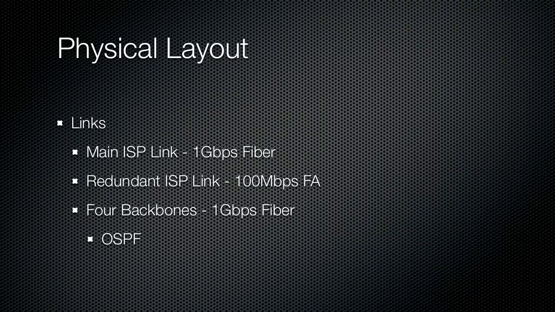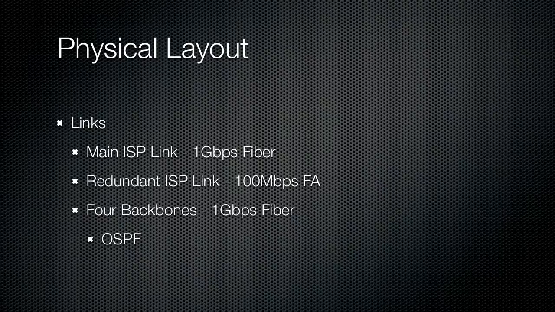For the physical layout, there are both WAN and LAN links that exist in the INT building. The main ISP link, which connects to our primary internet service provider, is a 1 gigabit fiber network. The university also has a redundant ISP link in case the primary link goes down, and this is a 100 meg fast Ethernet connection that goes through AT&T.